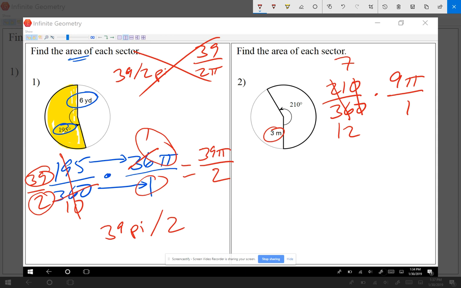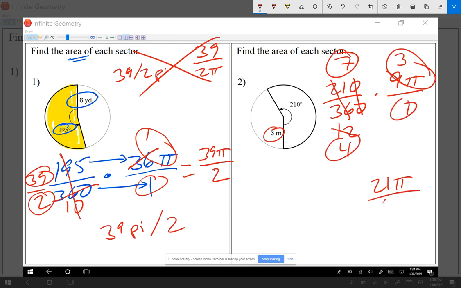And then diagonal, the 9 and the 12, you guys see them across diagonal? The 9 and the 12, I can divide each by 3. So that's 3, and that's a 4. So on the top, I have 7 times 3 pi. At the bottom, 4 times 1. So 21 pi over 4. Simplify your fraction as much as you can, though. I can see I have 21 over 4.